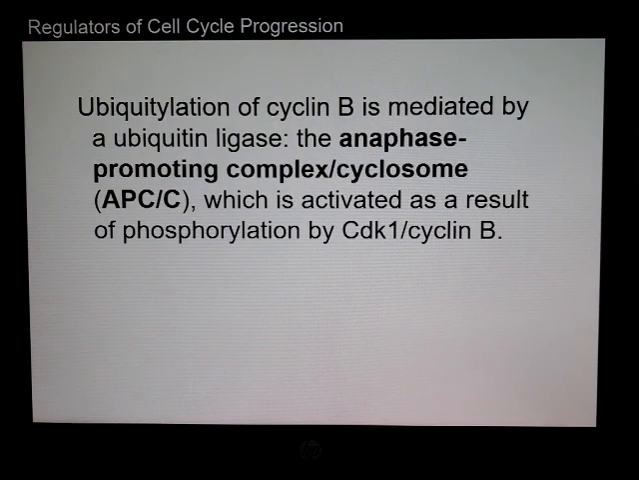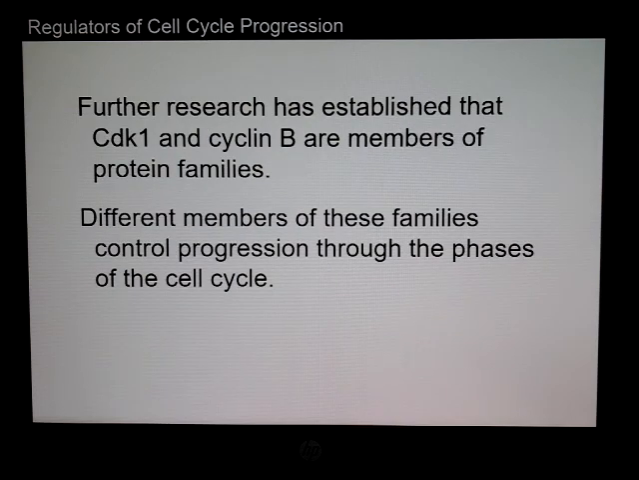Now, remember we mentioned ubiquitination. That's an important part of our cell cycle. If cyclin B gets ubiquitinated, it's actually mediated by ubiquitin ligase. And what happens then, it gets activated as a result of phosphorylation of the CDK1 and cyclin B. A lot of research has gone in, and it's been established that the CDK1 and cyclin B are really important parts of the cell cycle.